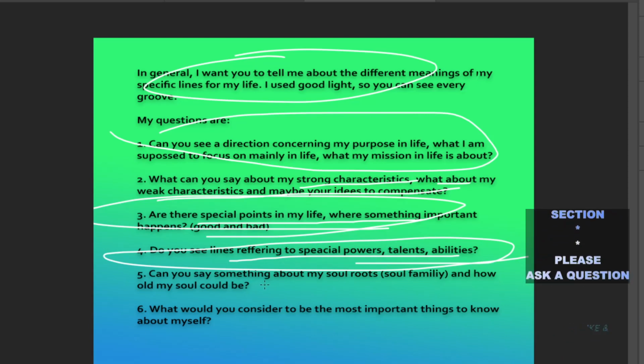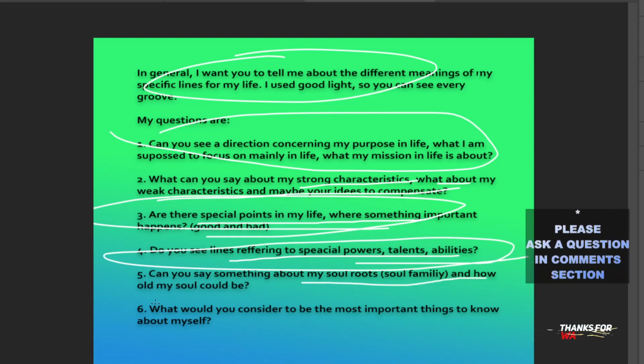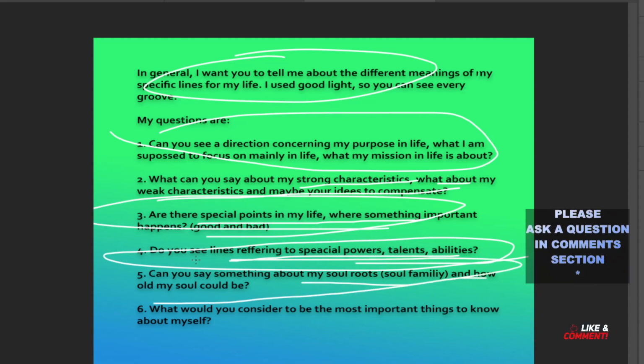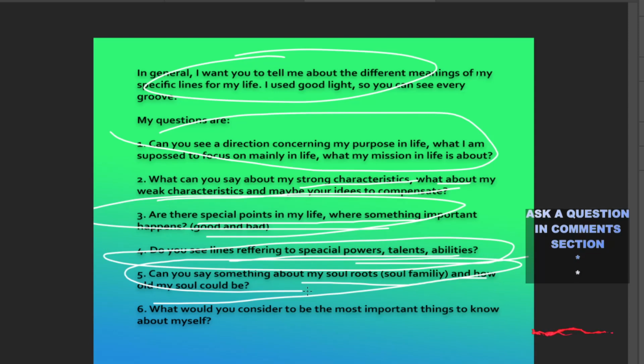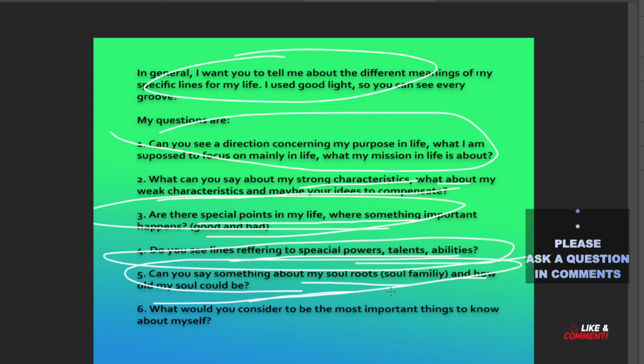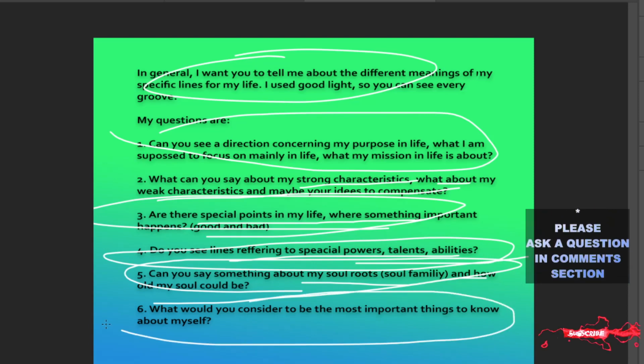Can you say something more about my soul root, soul family, and how old my soul could be? This is one question that palmistry cannot answer. There's no book in palmistry that talks about this particular thing. What would you consider the most important thing to know about myself?